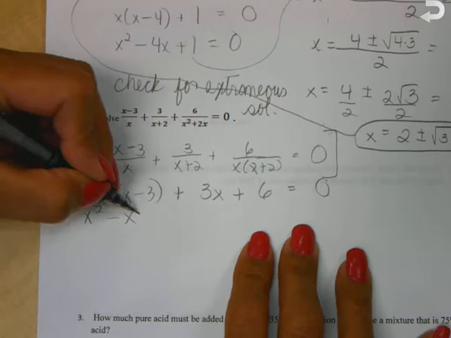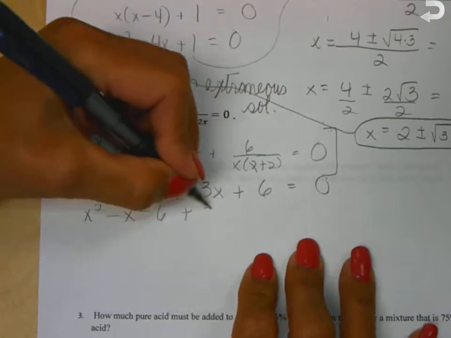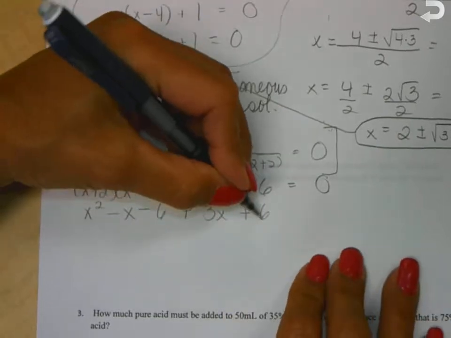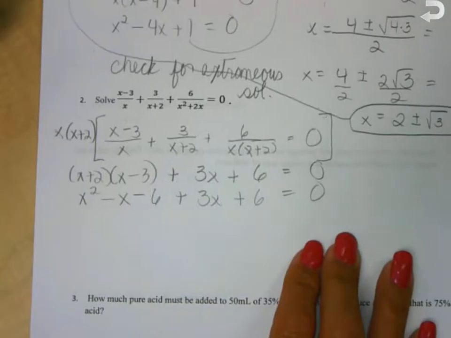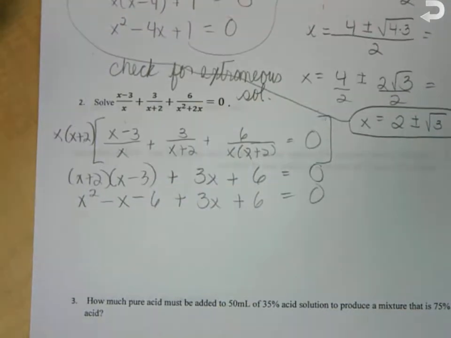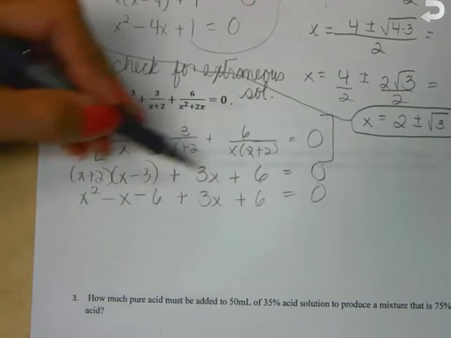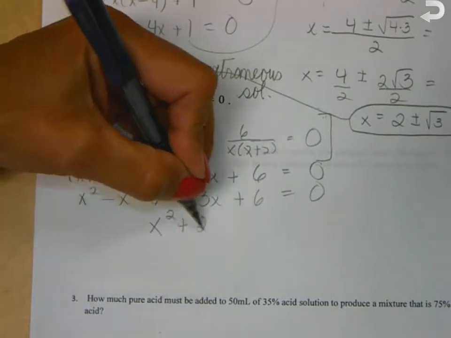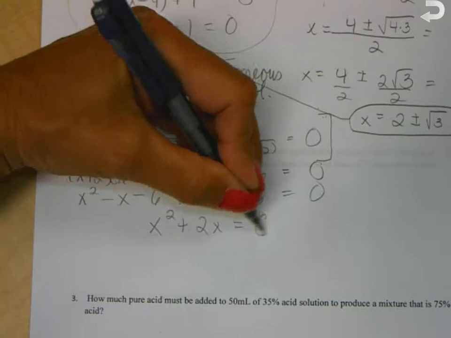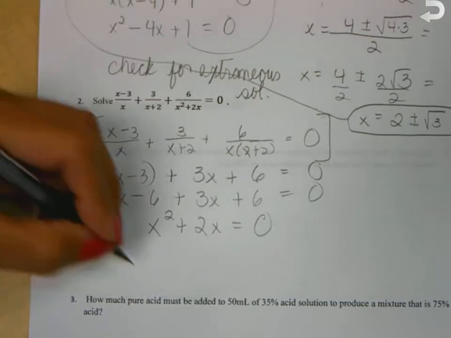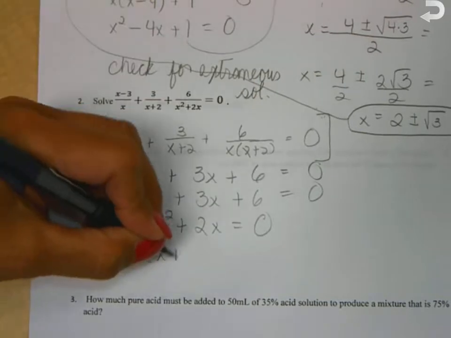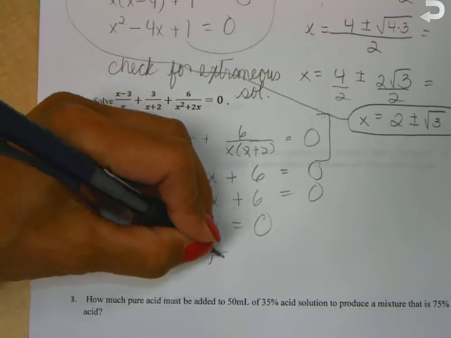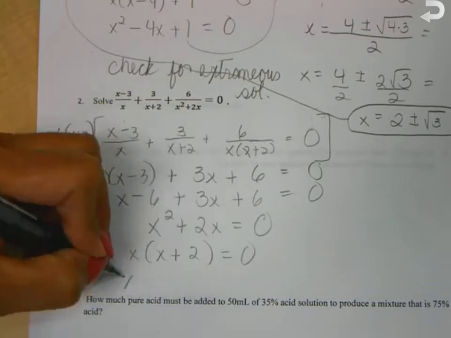When I multiply this out, I end up getting x squared minus x minus 6 plus 3x plus 6 equals 0. Again, simplifying, I can see that I'm going to end up with a quadratic. My 6's cancel out, and I end up with x squared plus 2x equals 0. It's a quadratic. I can do some factoring, though, to find my solutions.